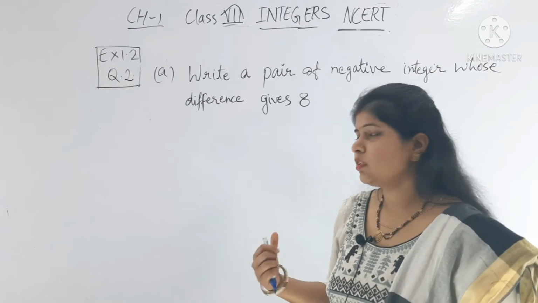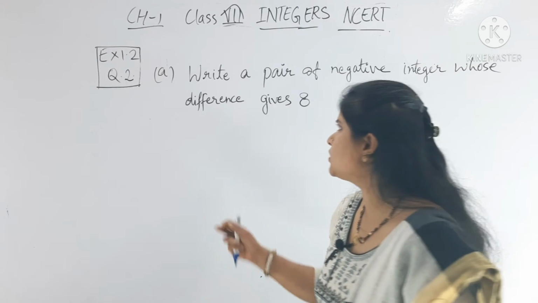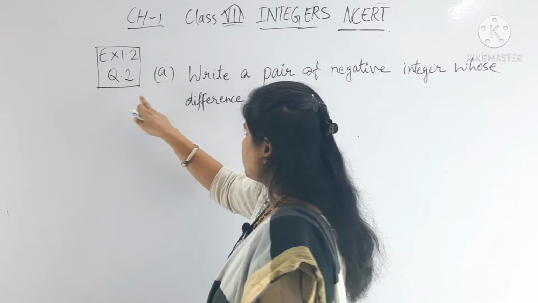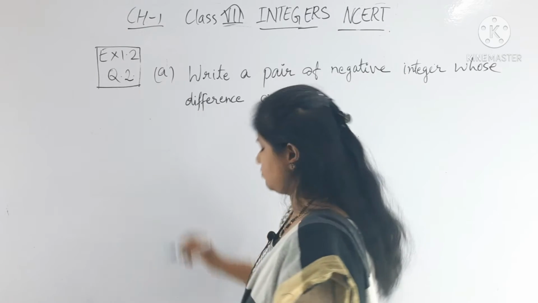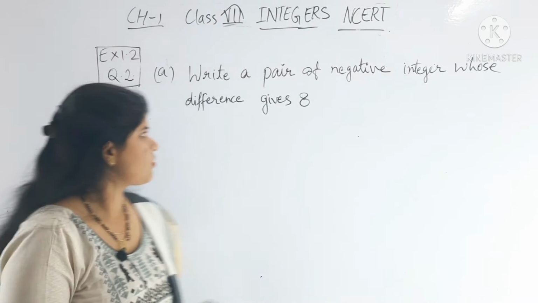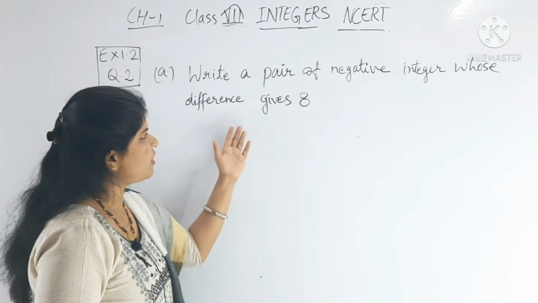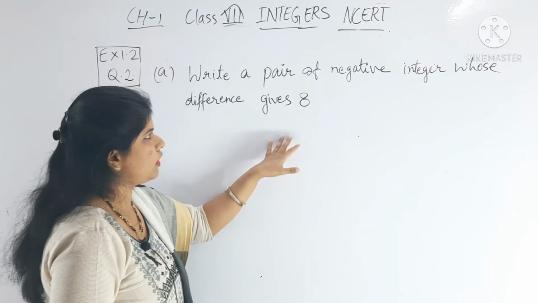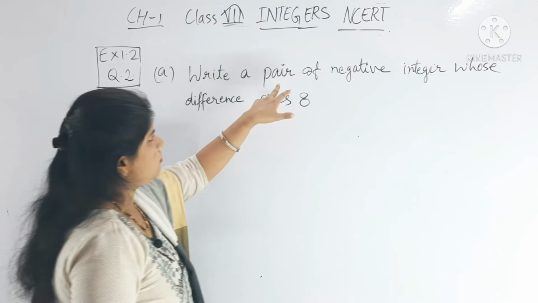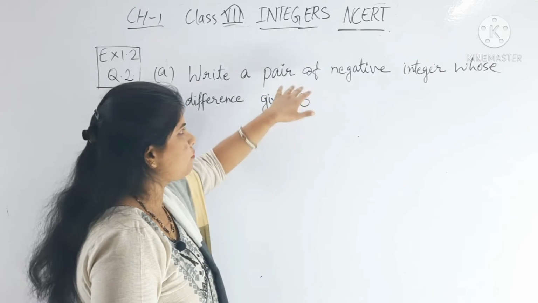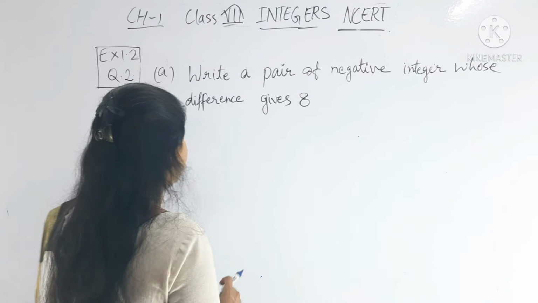Now let's move to question number 2, part A. What does the question say? Write a pair of negative integers whose difference gives 8. What do we have to do? A pair of negative integers. We have to take a pair of negative integers.